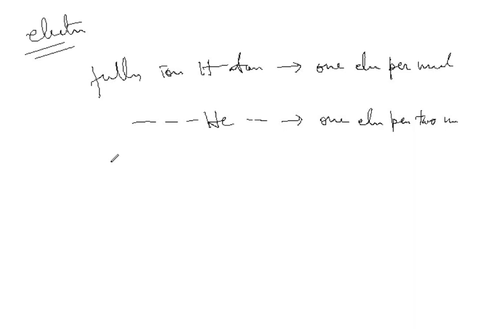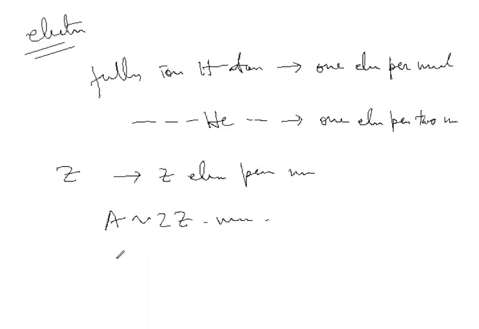A heavier element with charge Z provides Z electrons per nucleus. Now in a typical case, we have A approximately equal to twice Z nucleons, and so we get 1 electron per 2 nucleons, just like the helium atom.